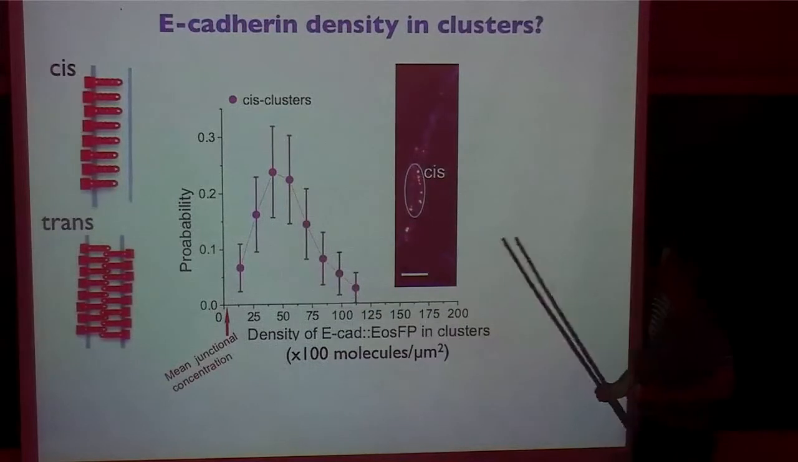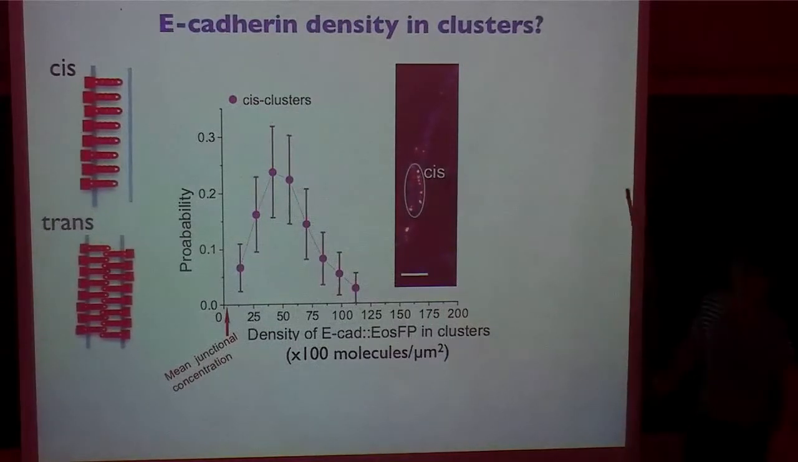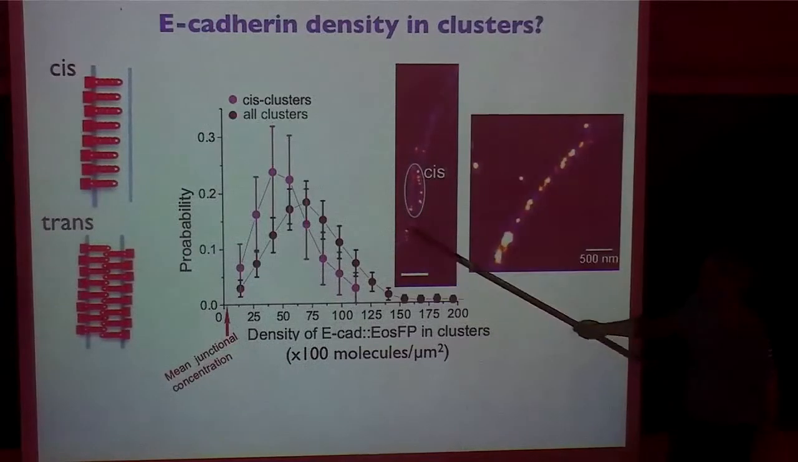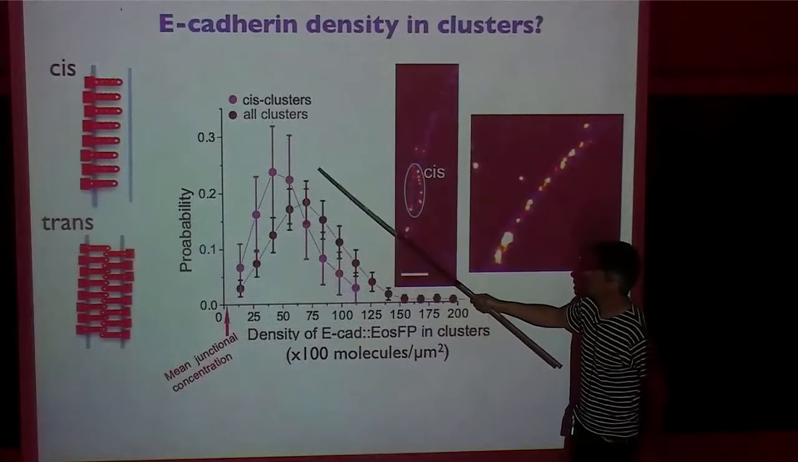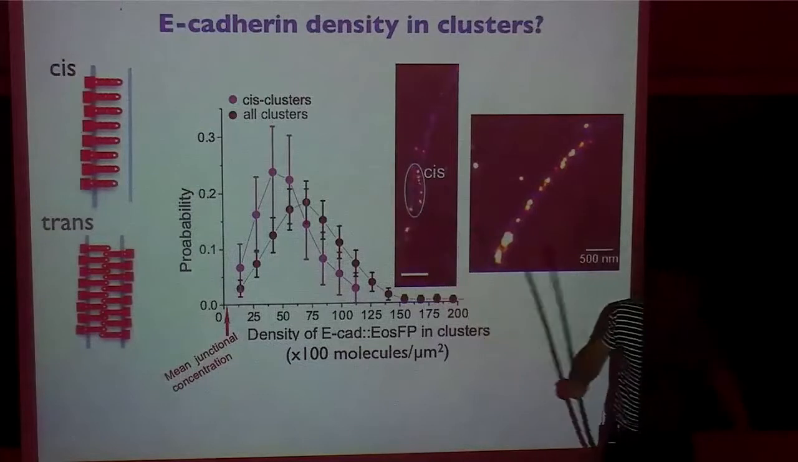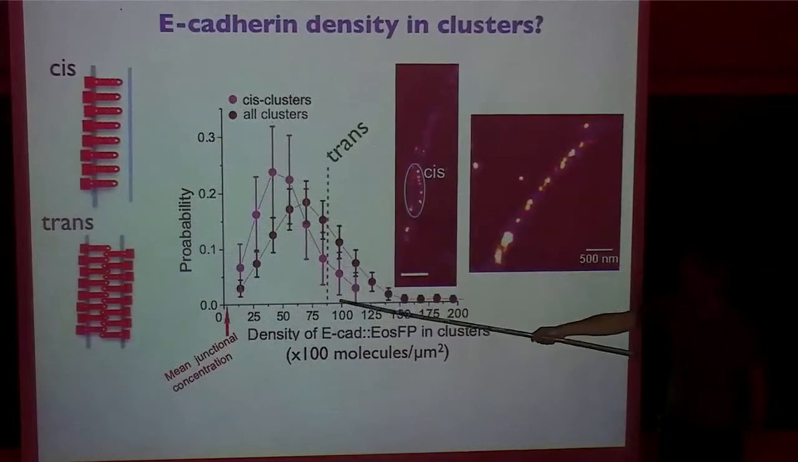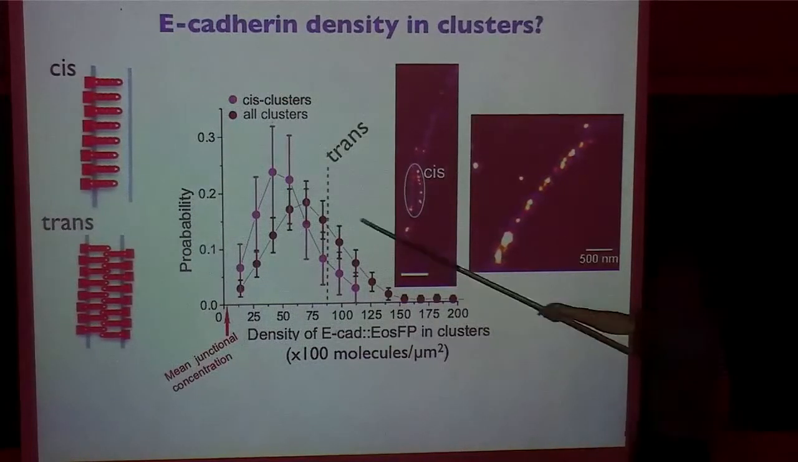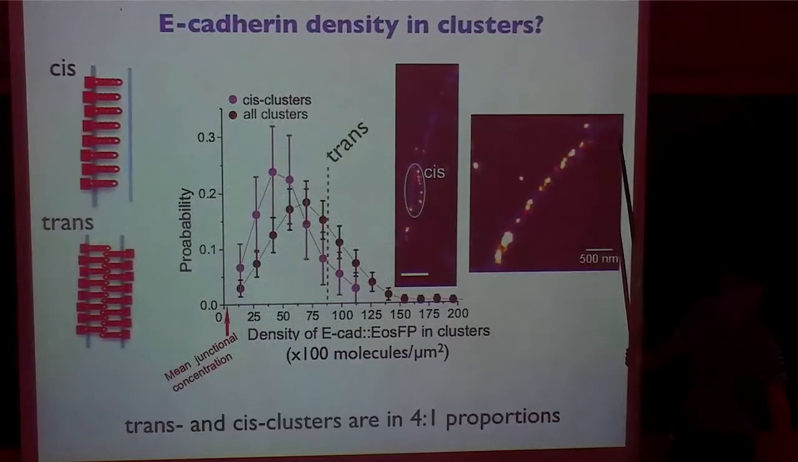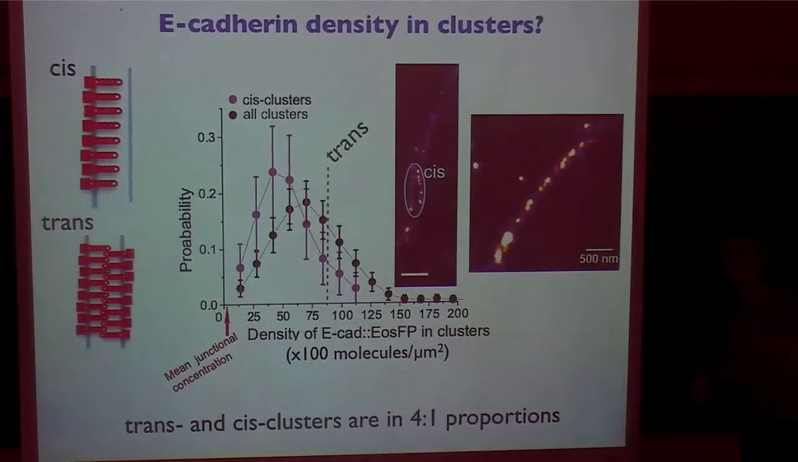So on average, there are 5,000 molecules per micrometer squared in these clusters. Now, if you compare this distribution to what we observe in all the clusters for which we cannot resolve this separation, you do see a shift, but it's not a twofold difference. If these clusters were all trans clusters, we would expect to see this density of 8,000 molecules per micrometer squared. This shows that there is a mixture of cis and trans clusters, which are, by simple comparison, in a 4:1 proportion.